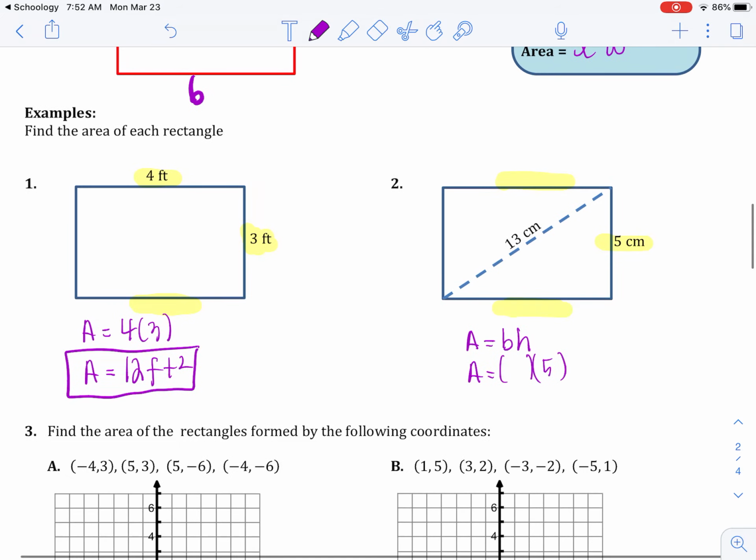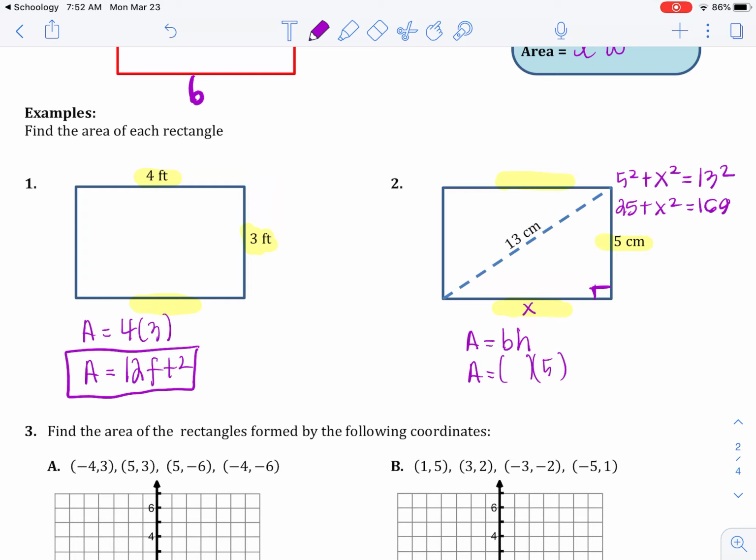So what do you think I'm going to use to get that base? I'll give you a clue. Remember, this is a right angle right here. If you guessed Pythagorean theorem, you guessed correctly. 5 squared plus, I'll call it x squared equals 13 squared. So this is my unknown right here. I'm looking for it. So Pythagorean theorem, go ahead and do that.